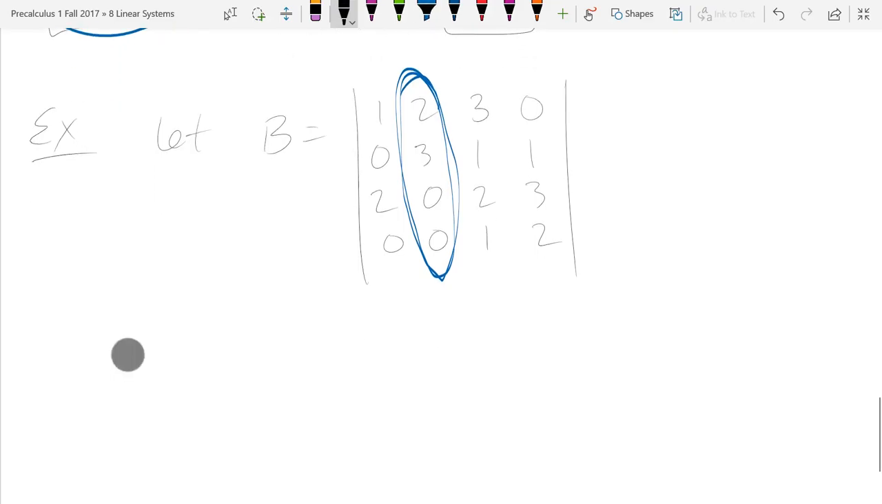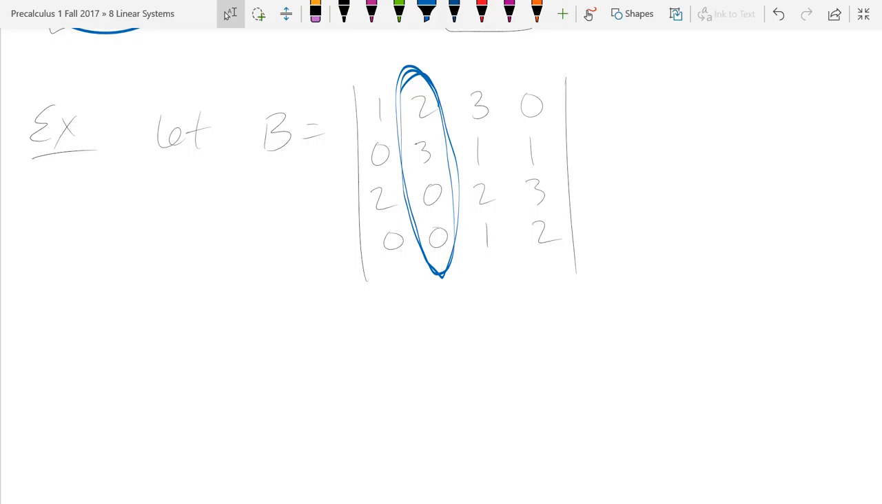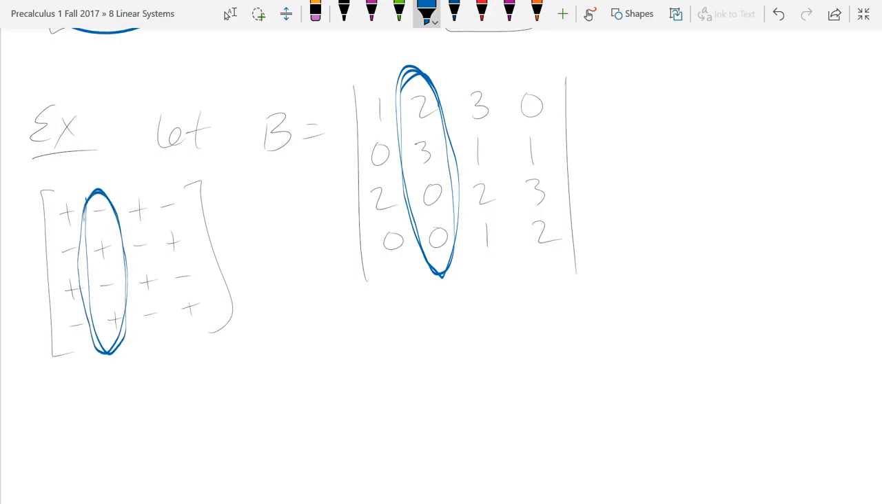So I need the sign matrix, but now I need a 4x4 sign matrix. The sign matrix is always the same size as the matrix you're trying to get the determinant of. So plus, minus, plus, minus, minus, plus, minus, plus, plus, minus, plus, minus, minus, plus, minus, plus. So we're going to use column 2. It's a little strange because in column 2, we're starting with negative. So our first entry is going to be a negative 2. Negative 2 times the determinant. Now we're covering up row 1. So our minor is now a 3x3. So our minor is 0, 1, 1, 2, 2, 3, 0, 1, 2.